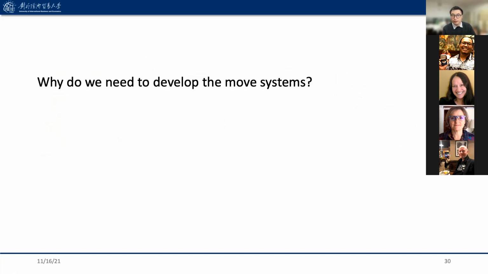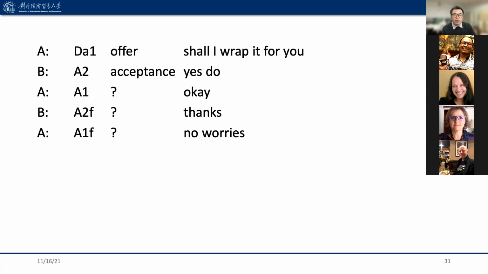But why do we need to develop the move systems if we already have a system in our existing literature? Because when we are faced with an exchange that's more than two moves, we'll have problems. So, for example, "Shall I wrap it for you?" It's a DA1 at the rank of exchange, and its realization is an alpha. And "yes" would be an acceptance of that alpha. But how do we analyze the following three moves in terms of speech function? Because speech function only deals with initiation and response.